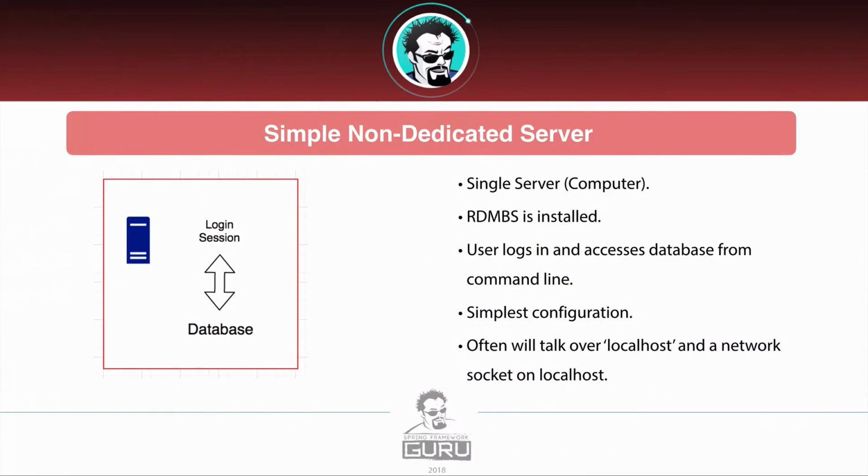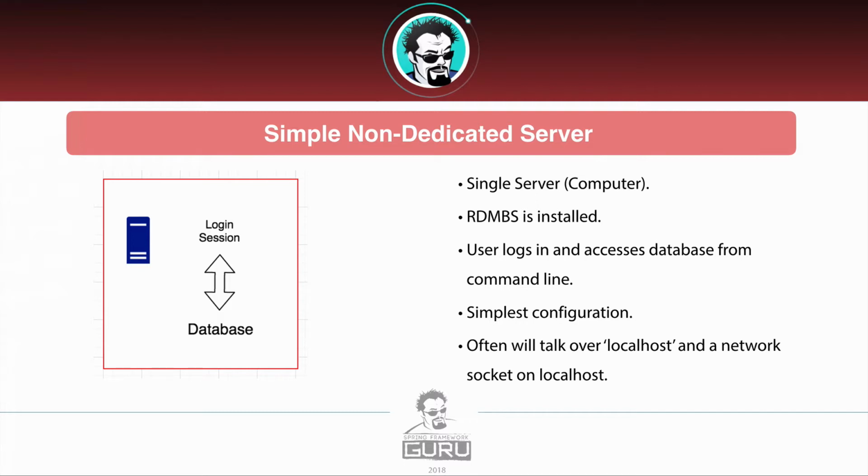So take a look at the simplest thing, a simple non-dedicated server. So I have a single server. I'm using server in air quotes here. It could be your laptop, your home computer, or a virtual machine running up on Amazon as a server. So just a single machine. The relational database management system is installed on the machine. The user logs in and accesses the database from the command line. So all the major databases have a command line interface that you can log in to, get to the command line, and access the database. So that's like the simplest thing that we can do for talking to it.